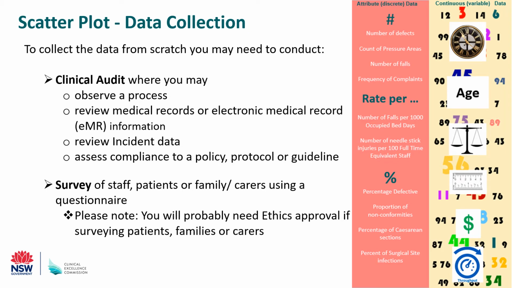To collect data via a clinical audit, you may do this through various different ways. First of all, might be observing a process. Another way might be reviewing medical records or the electronic medical record information. Or you might investigate incident data. Or you may also assess compliance to a policy, protocol, or a guideline. And if you do a survey of staff, patients, or family or carers using a questionnaire, you must consider getting ethics approval, particularly if you're going to be sending this out to patients or families or carers.